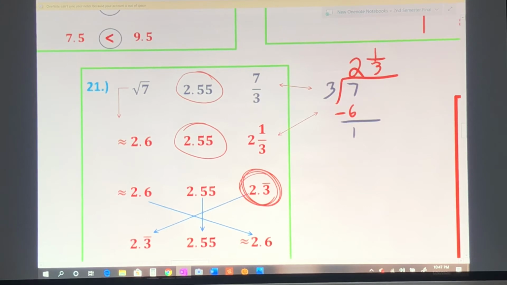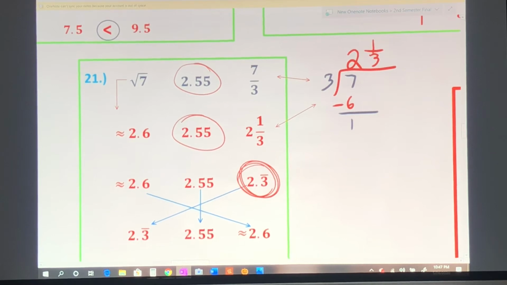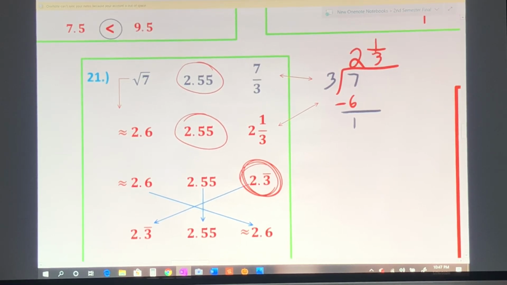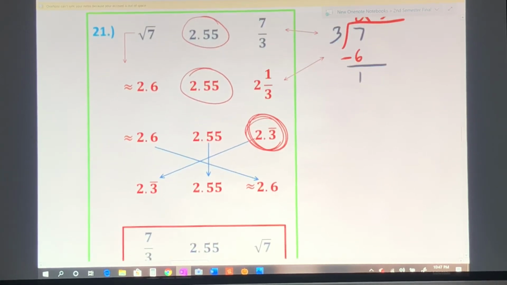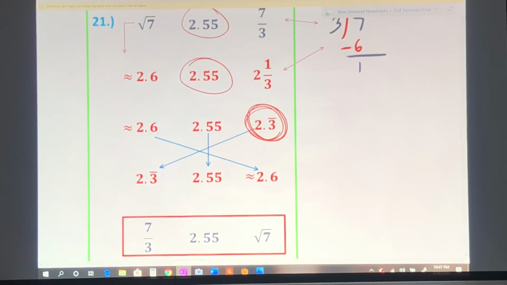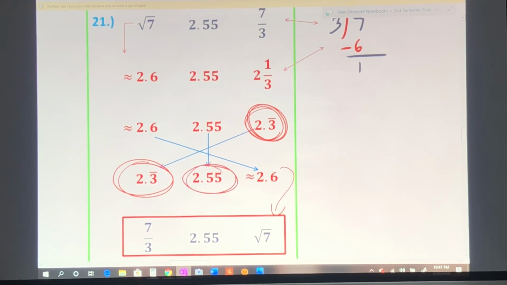2.3 is less than 2.5, which is less than 2.6. I don't need to be any more accurate. So I go, all right, 2.33 is 7/3. Okay, 2.5 is 2.5, and the square root of 7 is 2.6. So this is 7/3, this is 2.5, and approximately 2.6 is the square root of 7.